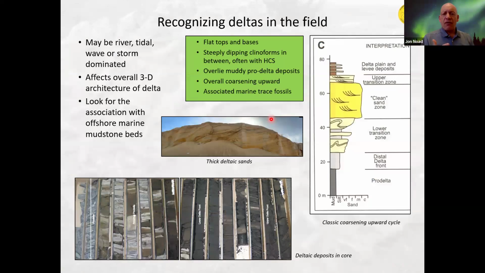So as I said, deltas can be river, tidal, wave, or storm dominated, and this will affect the 3D architecture. But what we're really looking for here is flat tops and bases and the steeply dipping clinoforms in between, overlying the muddy deposits. This is a classic delta succession, where the delta is building out over the top of these muddy pro-delta and delta front deposits.